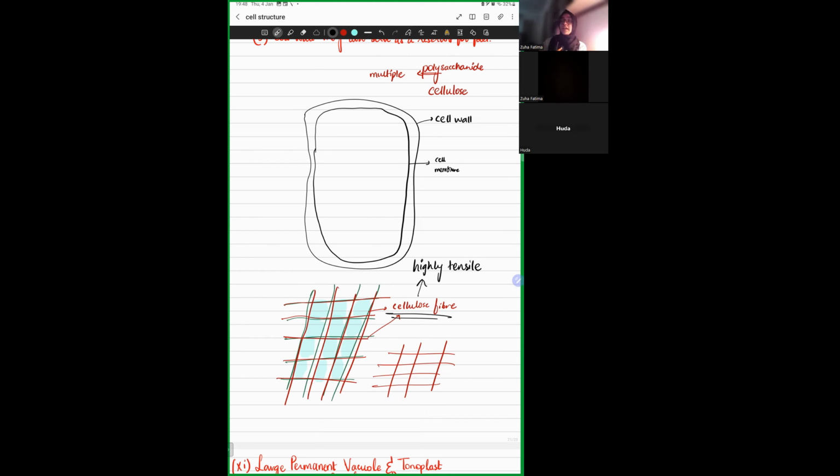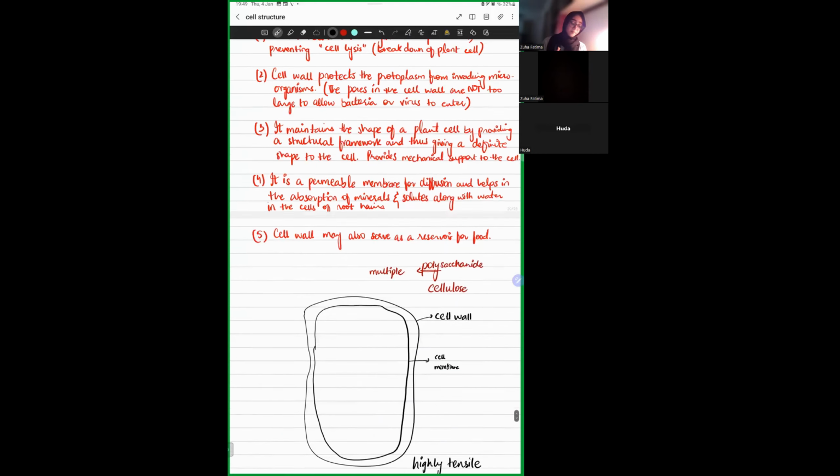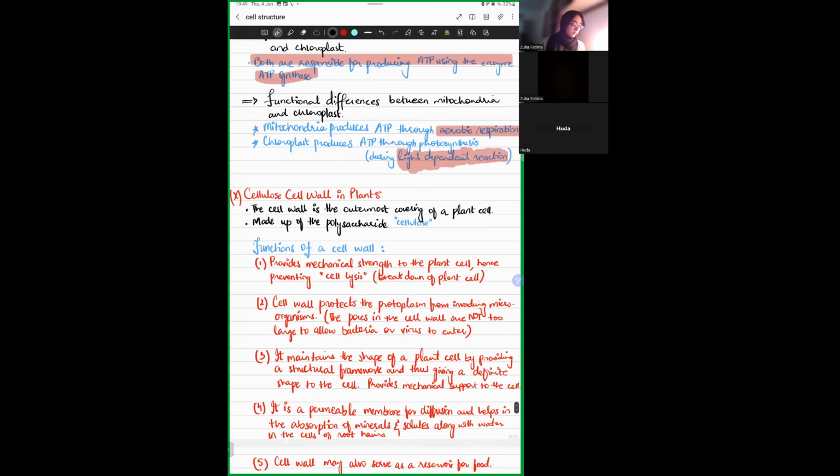So any hydrostatic pressure that the cytoplasm of the plant cell is exerting on the cell wall, it can bear that, and since it can bear that, it would not split open, it would not break down. So that is why, because cellulose fibers, which make up a plant cell wall, are so tensile, they're providing mechanical strength to the plant cell, and therefore they're preventing it from breaking down.